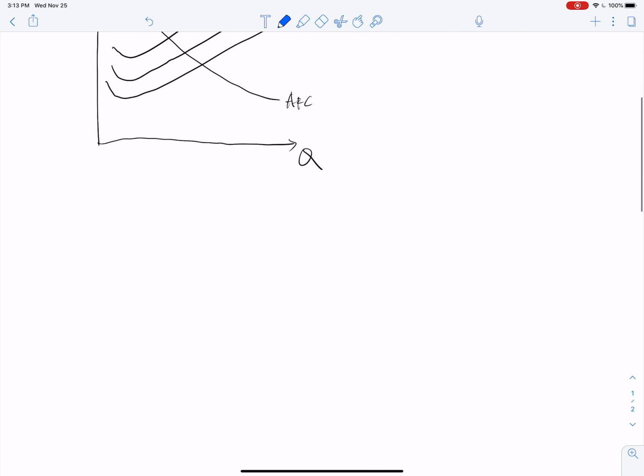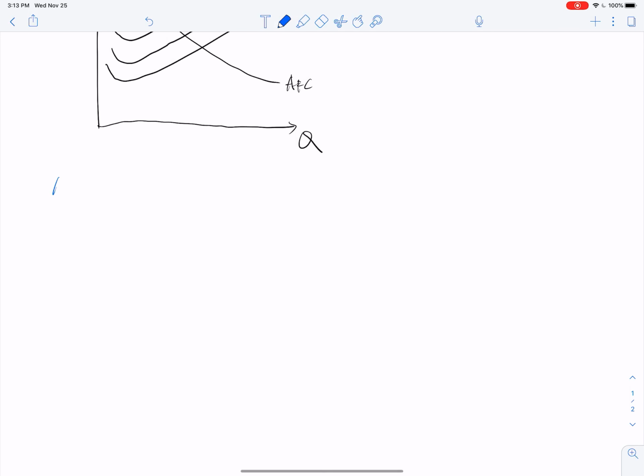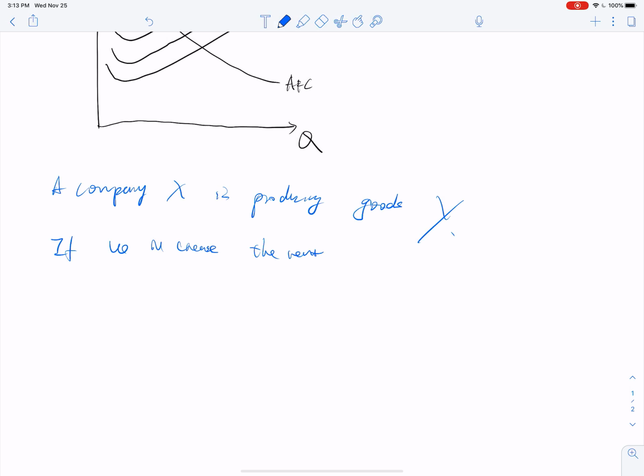Use blue, say a component X is producing goods, and let's name it Y. It's producing goods. Doesn't matter. These are trivial details. What I want to ask in this case is, if we increase the rental cost of the factory, which curve should change? In which way?